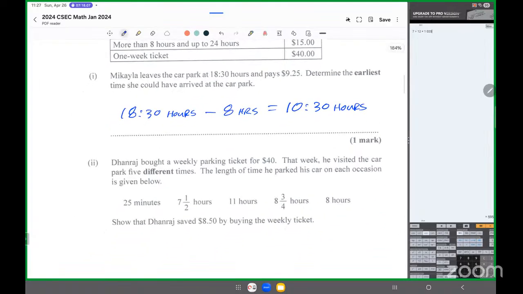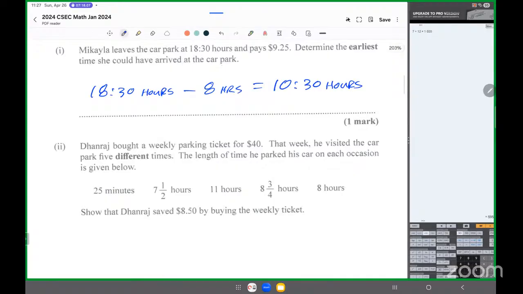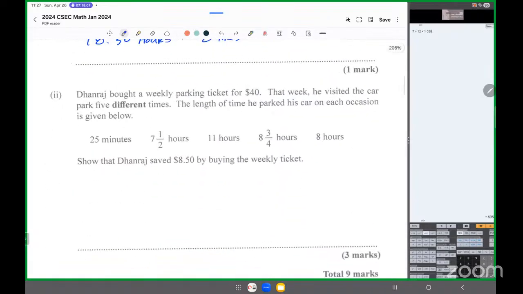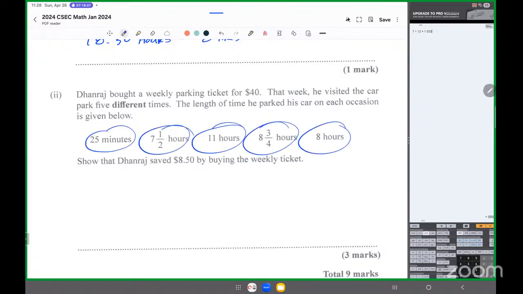It says, Dan Raj, some names are given here. Dan Raj bought a weekly parking ticket for $40. Yes, they said a weekly ticket is for $40 right here. He bought a weekly ticket for $40. That week, he visited the car park on 5 different times. The length of time he parked on each occasion is given below. So he parked this amount of time. Those are the 5 times that he parked.